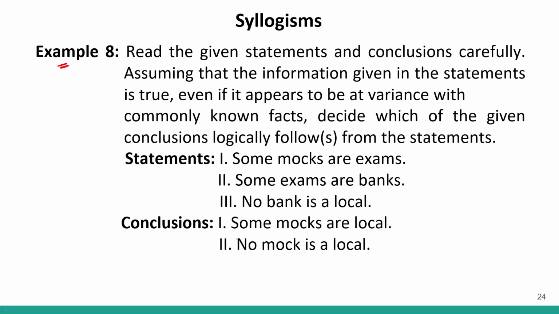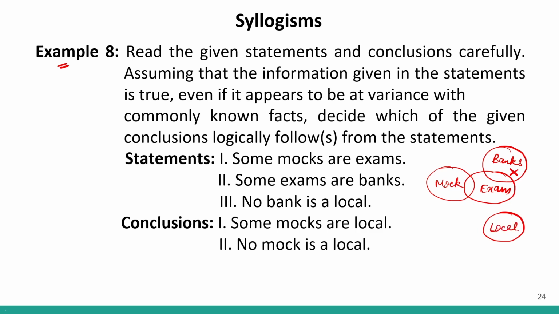Example 8. Example 8, 3 statements, 2 conclusions. Let us draw the Venn diagram. It says some mocks are exams. So, let's say this is my mock, some mock will be exam. This is how it will be represented. Some exams are banks. So, if this is my exam, there will be banks, overlapping like this. No bank is local. So, there is a restriction on bank and local. Local is a separate entity and bank is a separate entity. They will not overlap. So, this will be my Venn diagram.